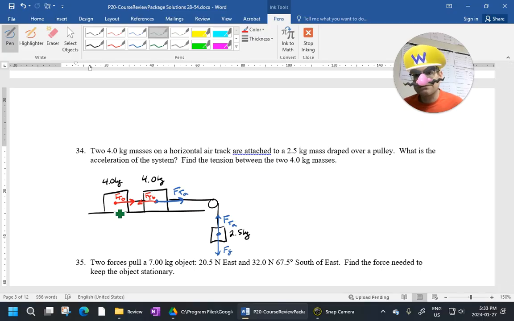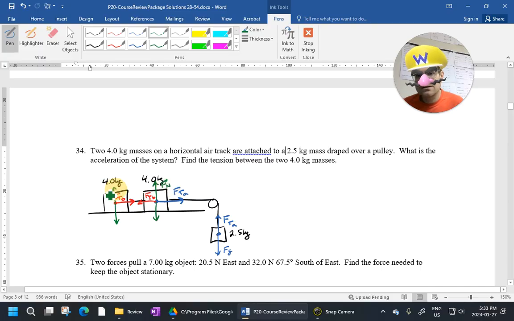Oh, not all our forces, because remember we have gravity and we have the normal force, Fn. Normal force, gravity, and gravity. Because they're on a nice level surface and the forces are not at weird angles, they're just going to cancel each other out.